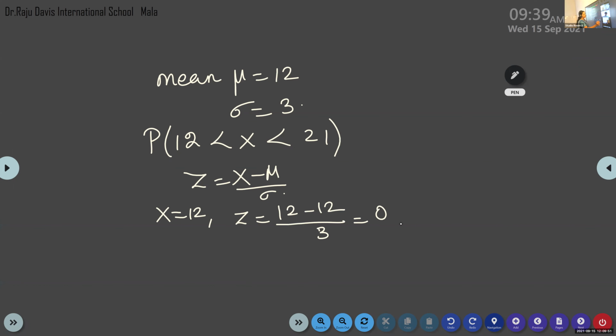So which will be 0. Now take the next case. When X is 21, what is Z? 21 minus 12 by 3. What is 21 minus 12? 9 by 3, you will get 3.